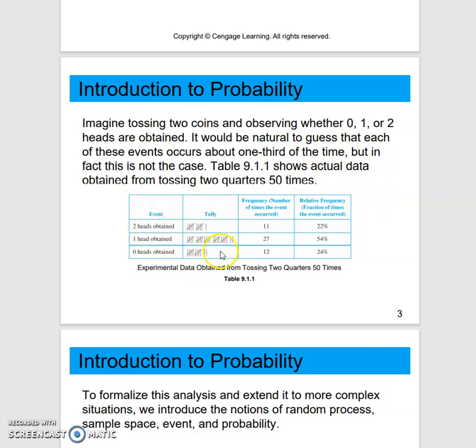We've got a little tally thing there to kind of give you an idea of when that might happen. But that's really not how it works. It's basically going to be a fourth, and then a half for one head.